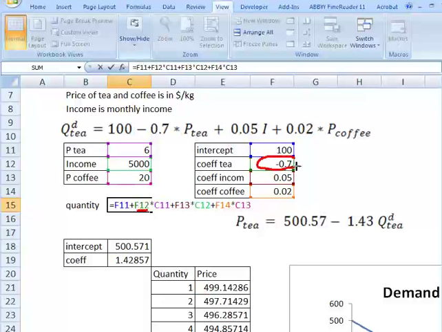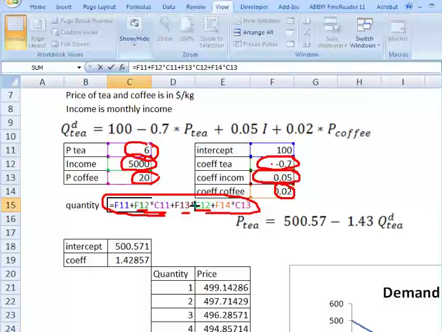So this is your F12, and C11, which is this. So this is 6 into minus 0.7, okay. Then I have F13. F13 is this 0.05 into your C12, which is 5000, right? And F14 is 0.02 into the price of the coffee, which is 20. So this formula will give me the quantity that you will demand of tea when the price is 6.